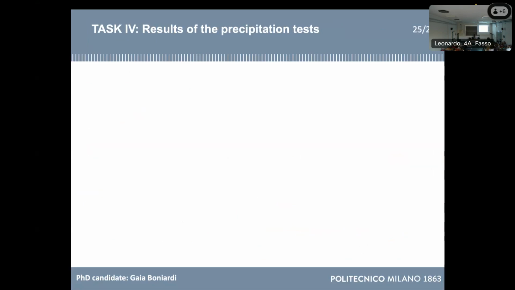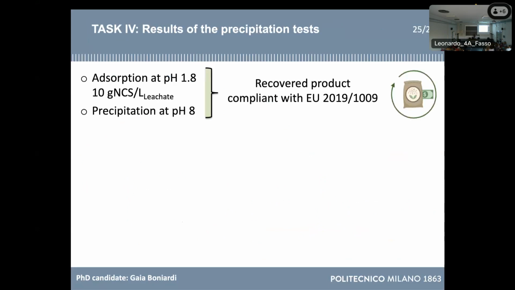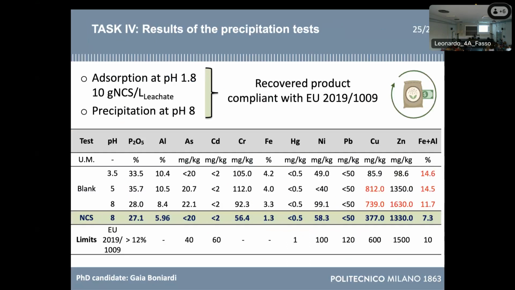So, we took the ashes, we performed the extraction, we used the nanosponges, and then we increased the pH. With these dosages, absorption at pH 1.8, 10 grams of nanosponges per liter of leachate, and precipitation at pH 8, we got a product, the green line, which was compliant with the fertilizer regulation.